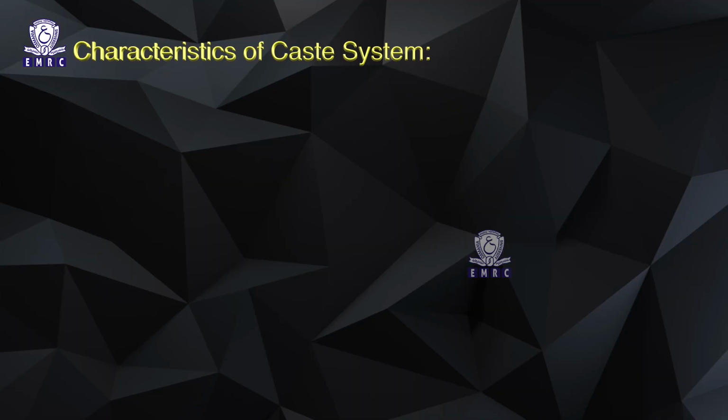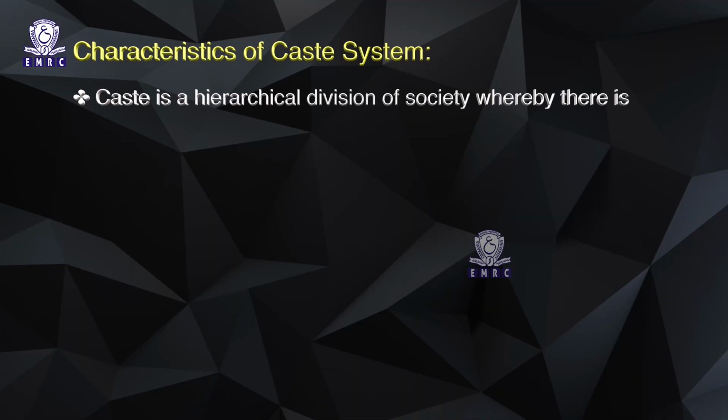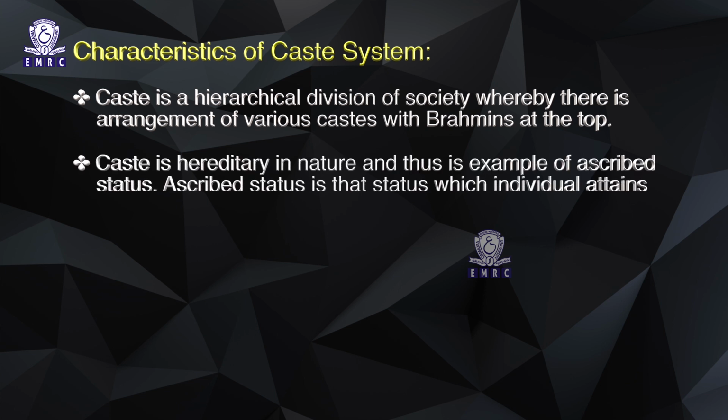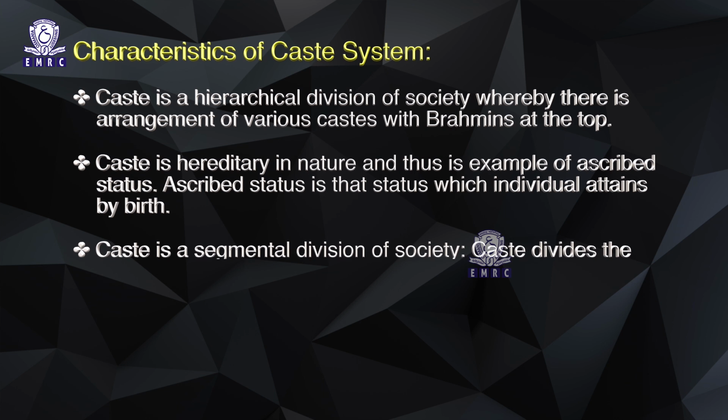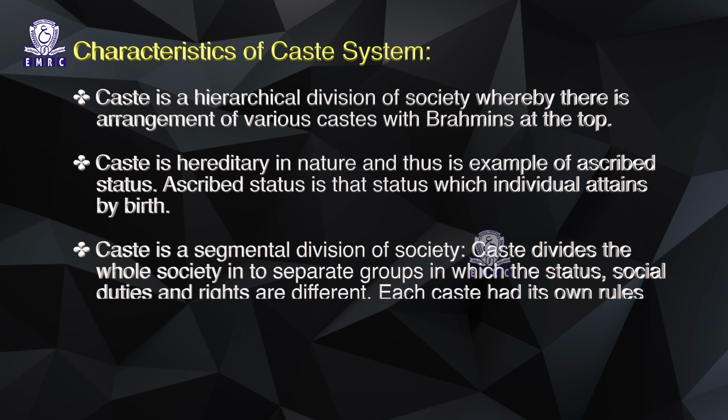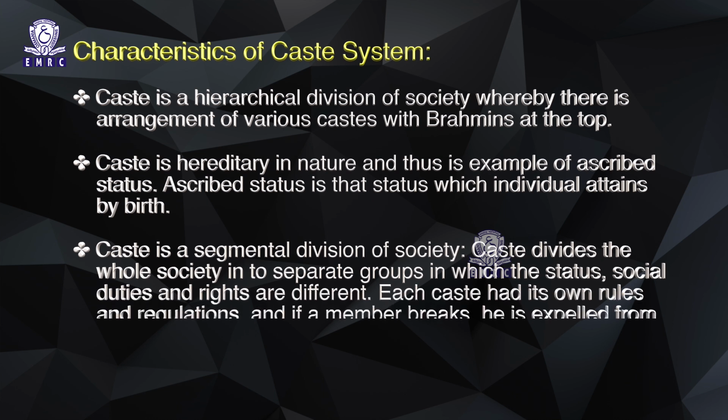Let us now discuss the characteristics of the caste system. Caste is a hierarchical division of society whereby there is an arrangement of various castes with Brahmins at the top. Caste is hereditary in nature and thus is an example of ascribed status. Ascribed status is that status which an individual attains by birth. Caste is a segmental division of society. Caste divides the whole society into separate groups in which the status, social duties and rights are different.